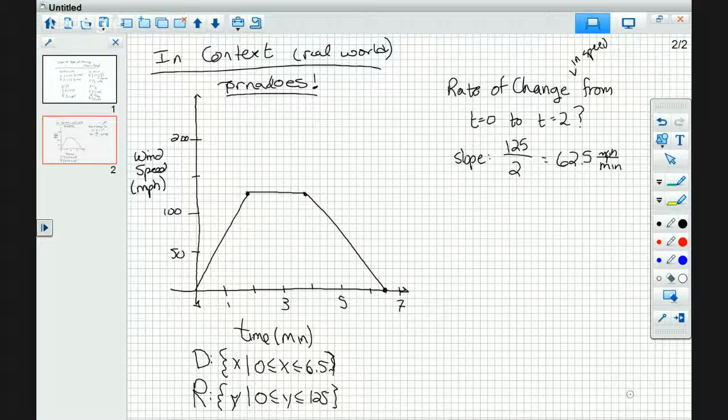We can also do it with 2 points like we talked about yesterday, right? So, same answer.